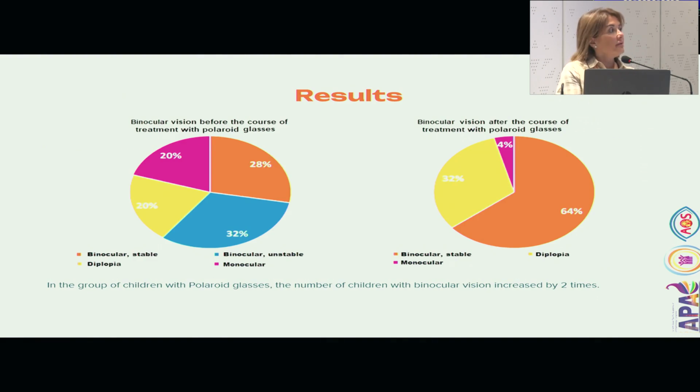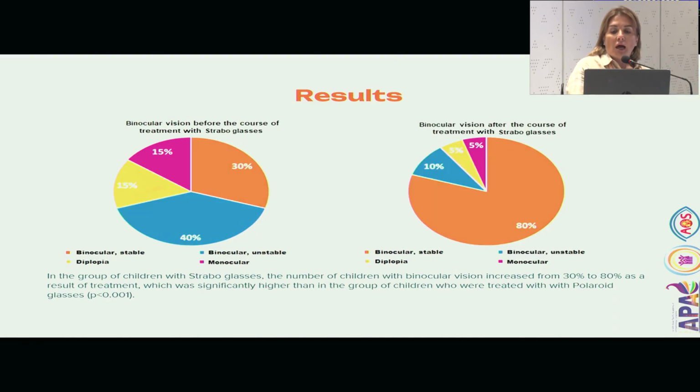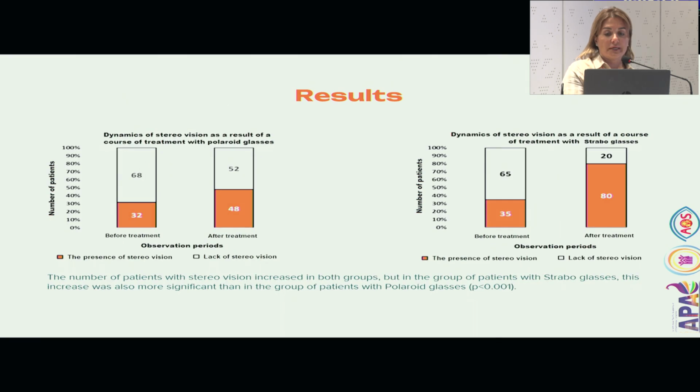So when comparing the binocular vision before and after treatment in patients who underwent treatment with Polaroid glasses, we saw an increase in the number of children with stable binocular vision from 28% to 46%. In the group of patients with Straba glasses, the number of children with binocular vision increased from 30% to 80%, which exceeded the indicators of the group of children with Polaroid glasses.